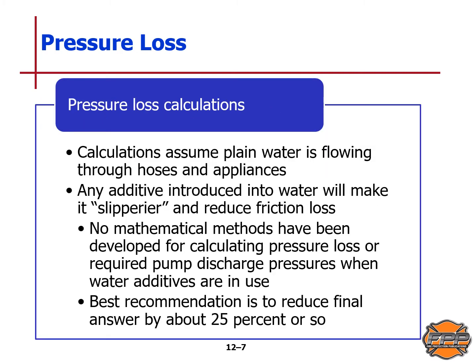For pressure loss calculations, calculations assume that plain water is flowing through hoses and appliances. Any additive introduced into the water will make it slipperier and reduce friction loss. No mathematical methods have been developed for calculating pressure loss or required pump discharge pressures when water additives are in use. The best recommendation is to reduce the final answer by about 25% or so.